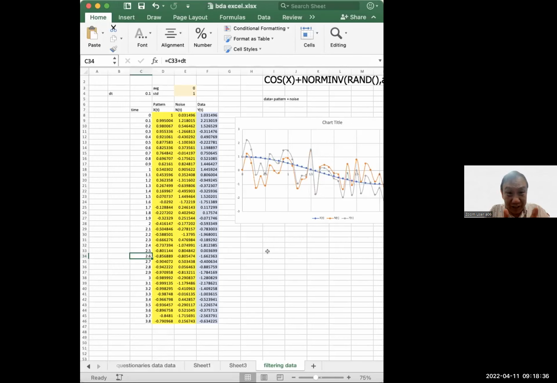Okay. So in this example, I created data from pattern and noise. Then you know, okay, this is the pattern, this is the noise. But this is artificial data, isn't it? In reality, what happened is, what you have is only the data. You don't have the noise, you don't have the pattern. Correct or not? Okay, so can I share my screen now? Okay.